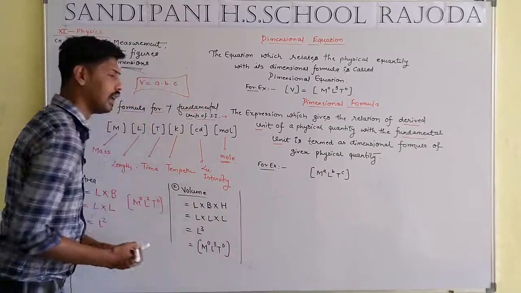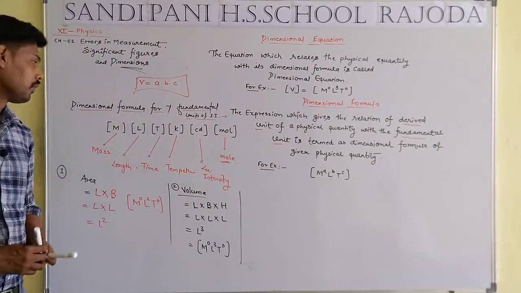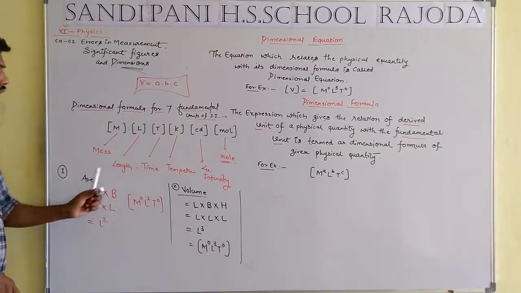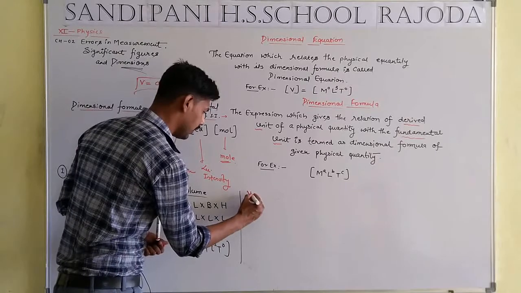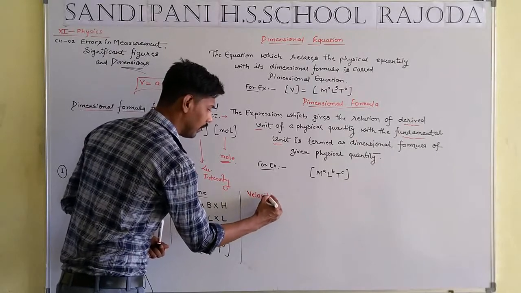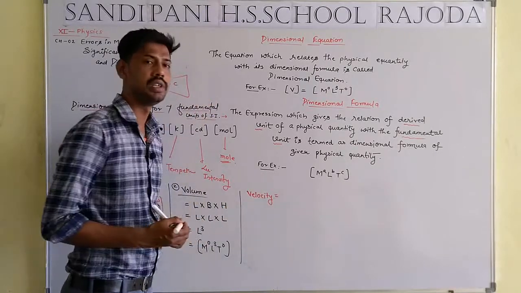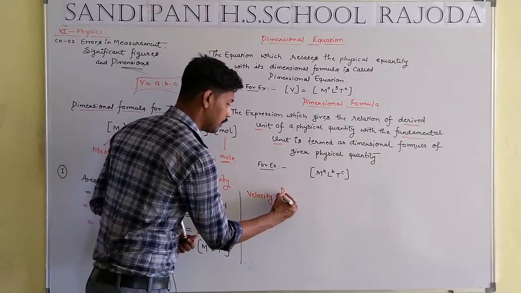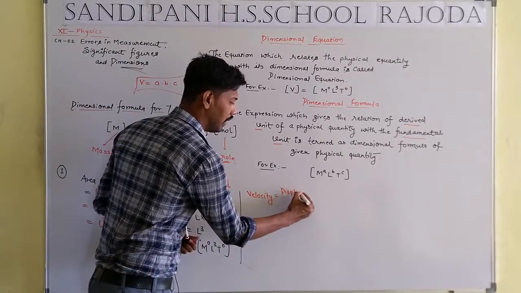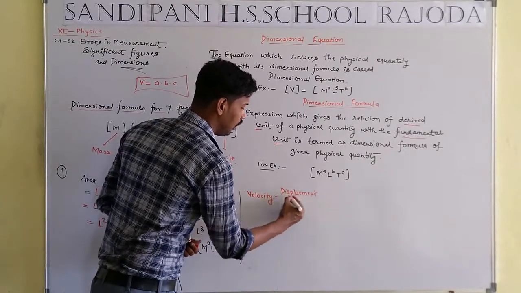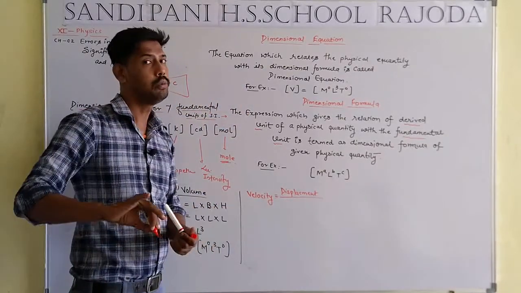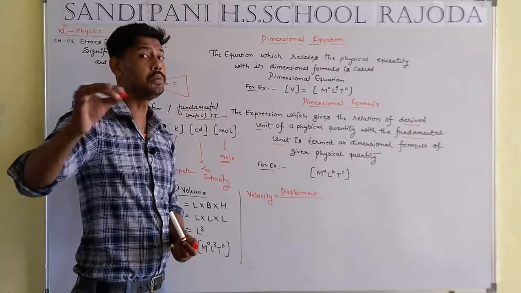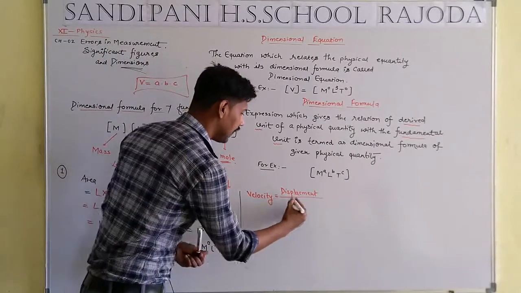Now we are taking another example, student. ठीक है, after area, volume, the third example is velocity. What is the meaning of velocity? Velocity means displacement. You know, according to the concept of class 10th, velocity means the rate of change in displacement. The rate of change means divide by the time.